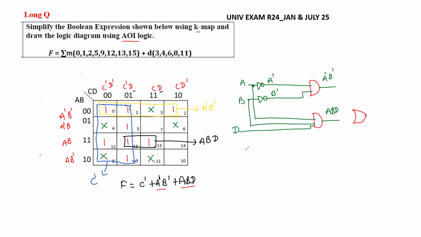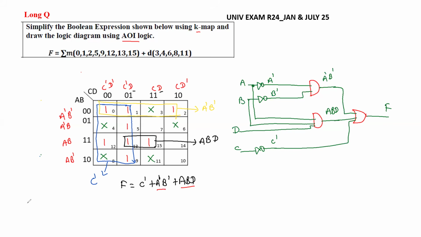And next is the C dash. So here we'll take C, and this is going to be C dash. This C dash is going to be the input directly to the OR gate, and these are the others. So finally all are combined here, and this is your final function. Like this, we are able to implement it by using AOI logic.